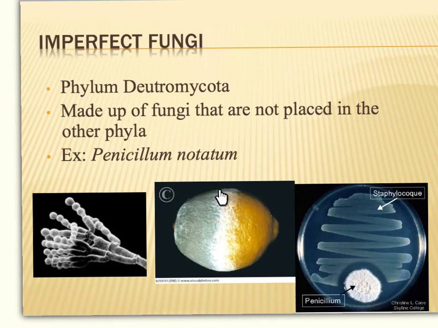So yes, penicillin grew on this lemon. Pretty cool. And penicillin is actually a major antibiotic. You can see here, remember this is the zone of inhibition, so it inhibits growth of this bacteria. It is an antibiotic, and it's a fungus. So cool. Started from a fungus.